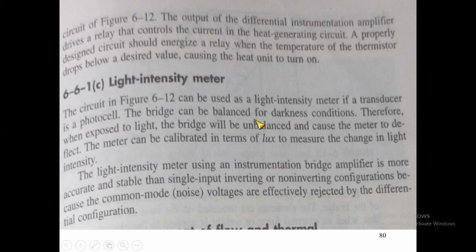The bridge can be balanced for darkness conditions. Therefore, when exposed to light, the bridge will be unbalanced and cause the meter to deflect. The meter can be calibrated in terms of lux to measure the change in light intensity.